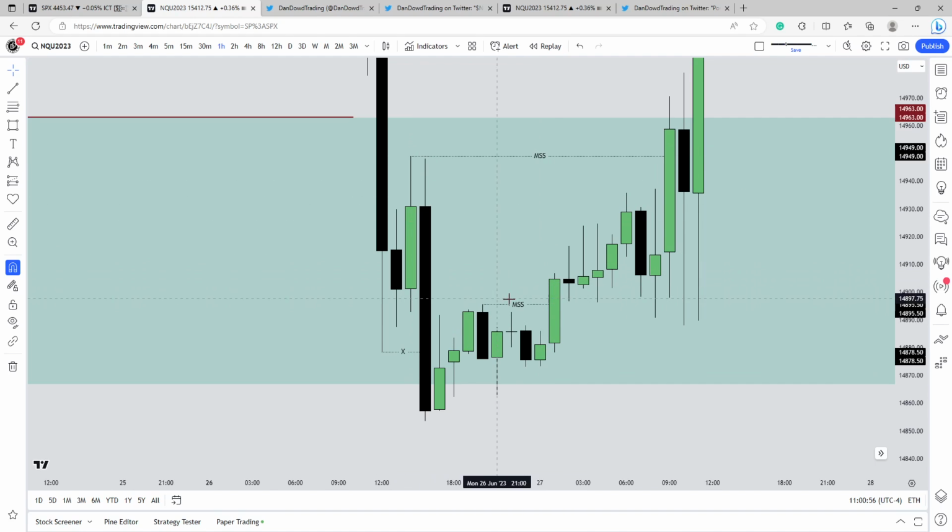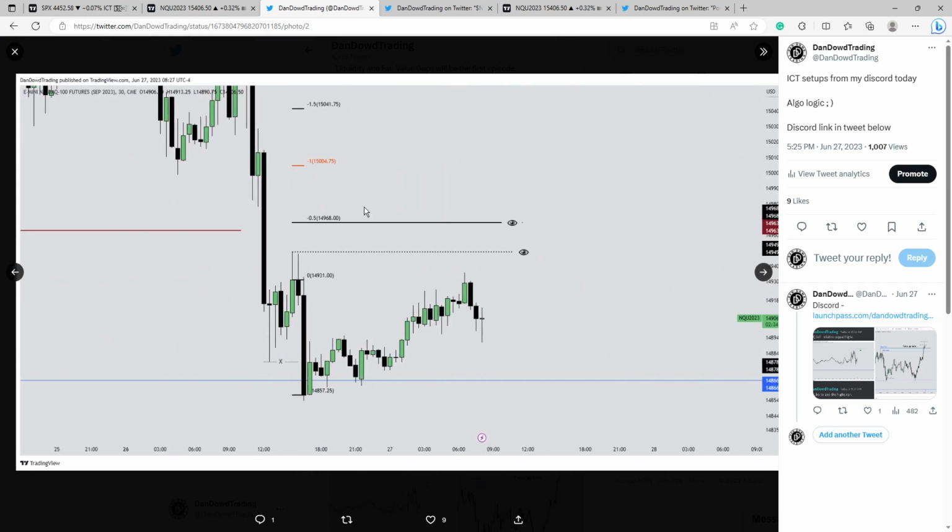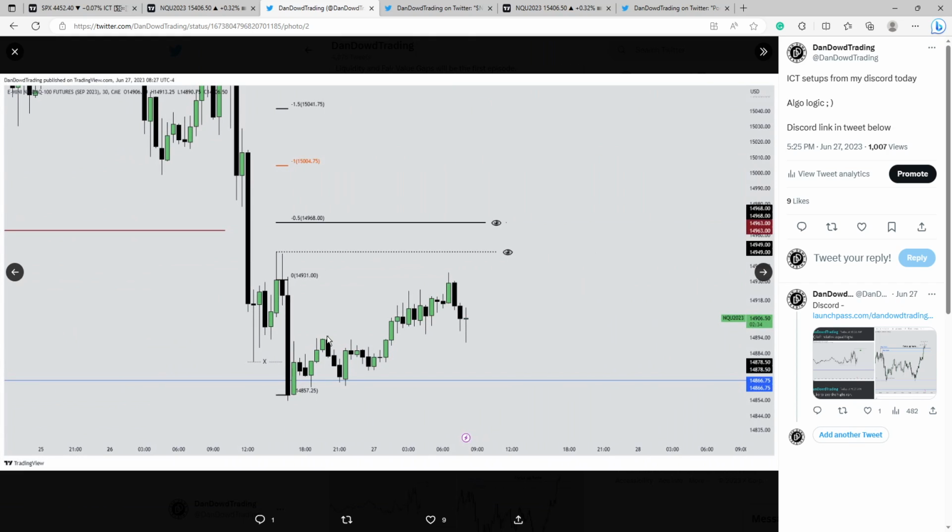You could, right? And if you were to call that the market structure shift, this high would be the target. Because if smart money's long here, they're going to need to distribute price to buy side liquidity, so above old highs, right? So some people may be thinking, well, this is obviously in hindsight, but take a look. This was from my Discord on June 27th. I said I favor a run into buy side liquidity, and then after that, it could potentially run into the 0.5 standard deviation.